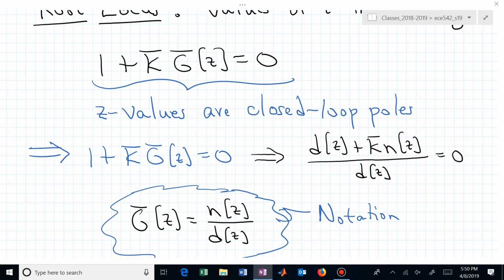And when we set that equal to 0, we're really looking at when is the numerator equal to 0, as k bar varies from 0 to infinity. And when k bar is 0, that second term vanishes, and we're just looking at our original open loop poles, the values of z that cause d of z to equal 0. Then if we let k bar get really, really big, then some of our zeros are going to be the roots of n of z.